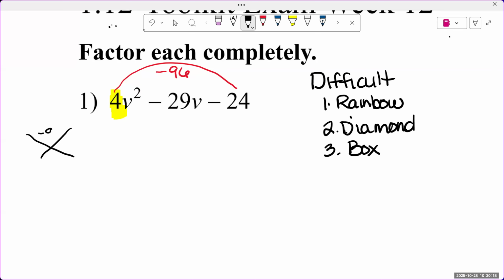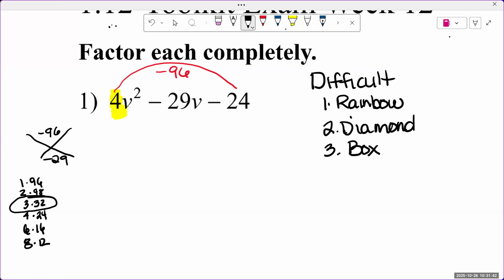So I need two numbers that multiply to get negative 96 and add to get negative 29. Since it is less than 100, you can find it on the chart of factors. So let's write down all of the factors of 96. Okay, now we have the factors of 96. We need two numbers whose product is negative 96 and whose sum is negative 29.